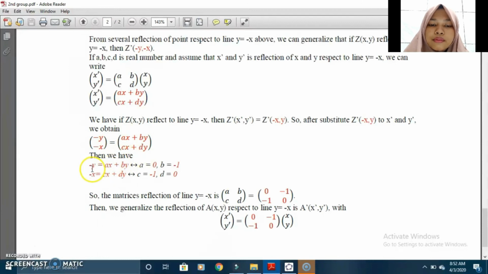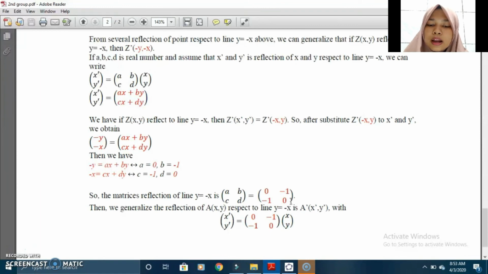Then for the first term, minus y equals ax plus by, so a is 0 and b is minus 1. And for the second term, minus x equals cx plus dy, so c is minus 1, d is 0. So the reflection matrix for the line y equals minus x is (a, b, c, d) with a is 0, b is minus 1, c is minus 1, and d is 0.